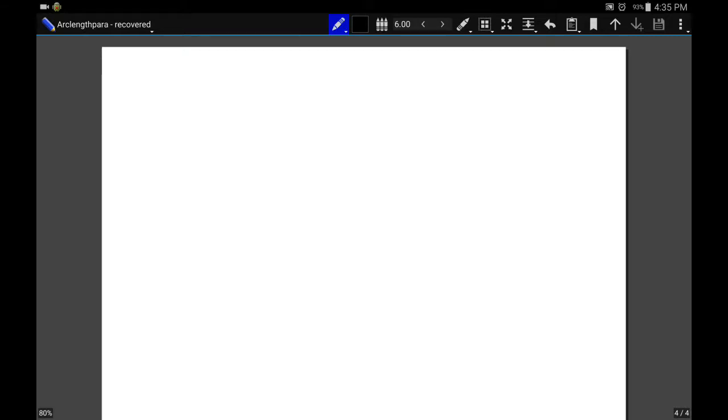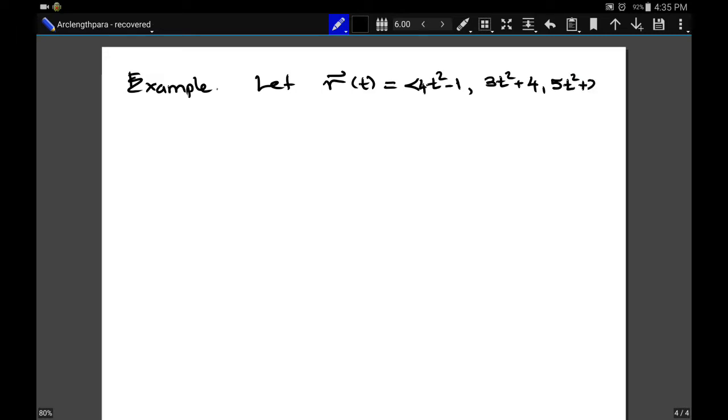Hello, in this video I would like to show you an example for the Arclength parametrization. Here's the example I would like to discuss. Let us consider the following position vector for the curve: r(t) = (4t² - 1, 3t² + 4, 5t² + 2), where t is greater than or equal to 0.